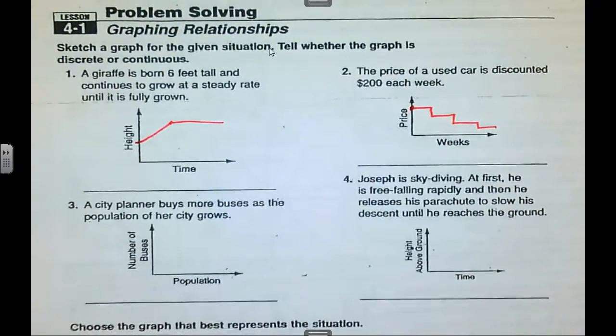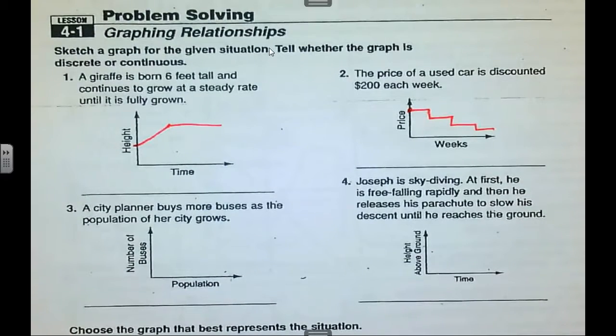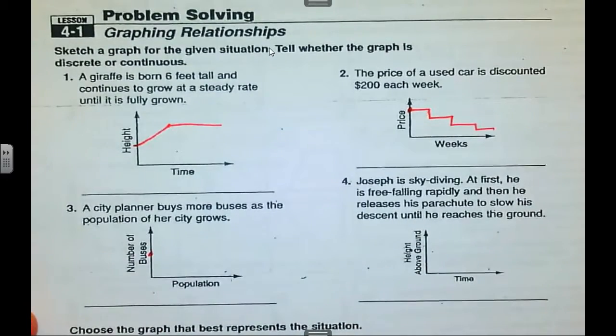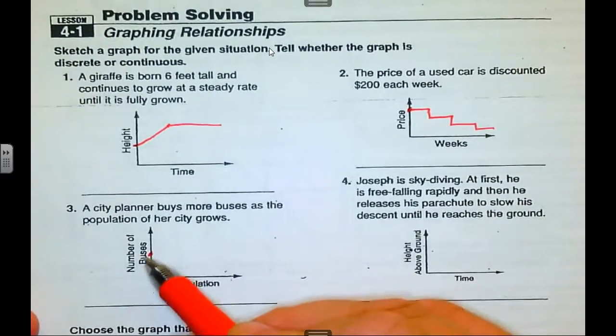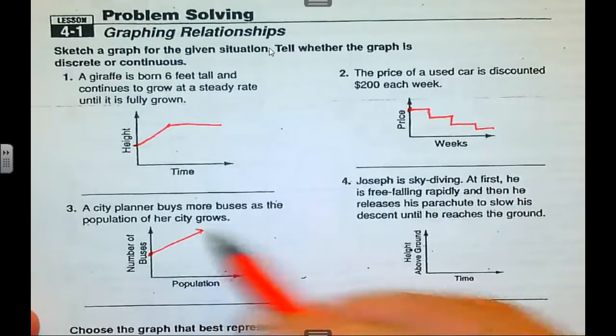Number three, a city planner buys more buses as the population of her city grows. So I'm assuming that the city planner has buses already. So say it has that amount of buses already. So as the population increases or grows, the number of buses increases. So it's just going to be a steady increase.